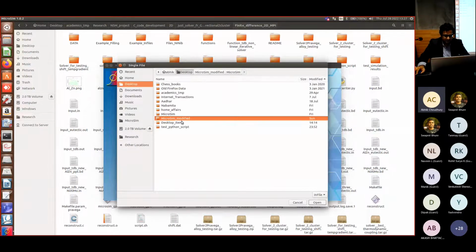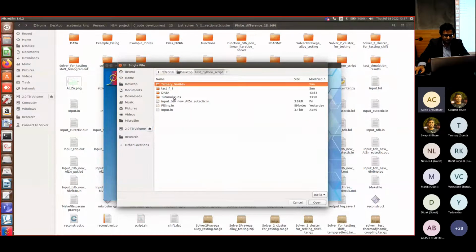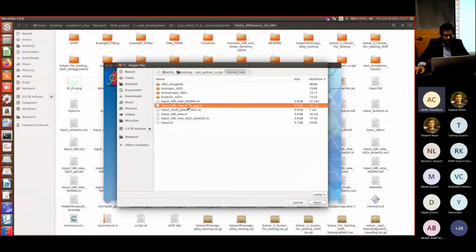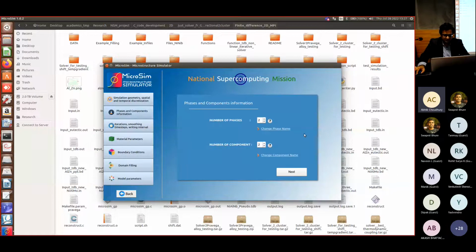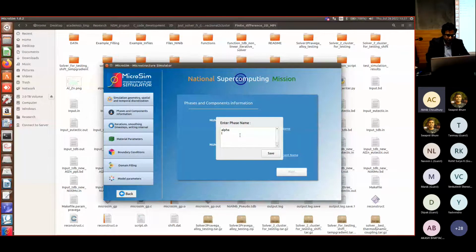All right. So tutorial runs. I have stored this in file already. So TDB new ppt. Okay. So this is a small simulation. I'm going to record all of this. Phases are going to be, these are the same alpha. Okay, so you see the phase names over here are alpha and liquid. What I will change them to is beta, because typically I'm doing a precipitation problem. All right, save.